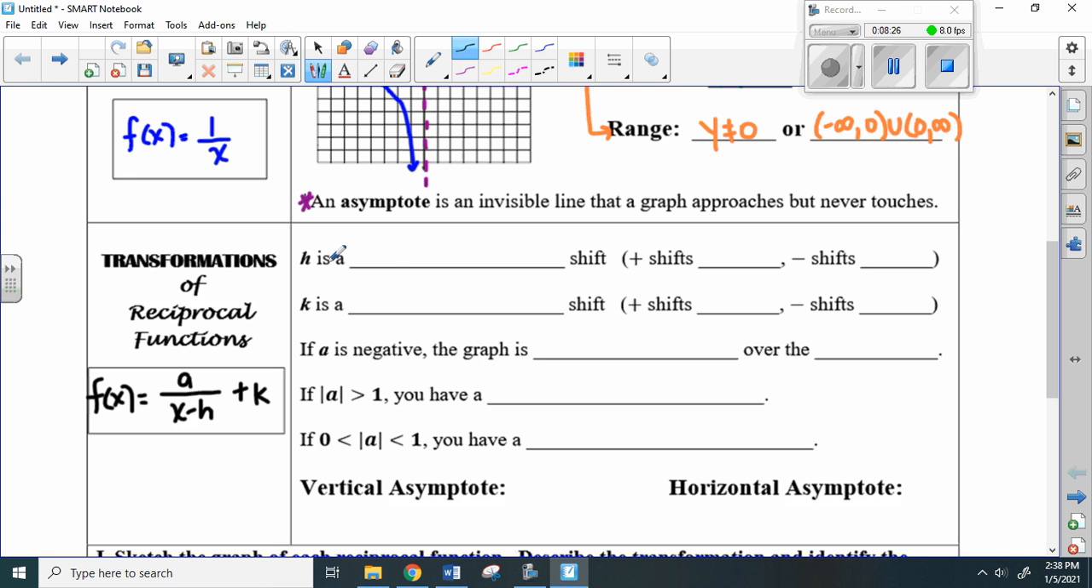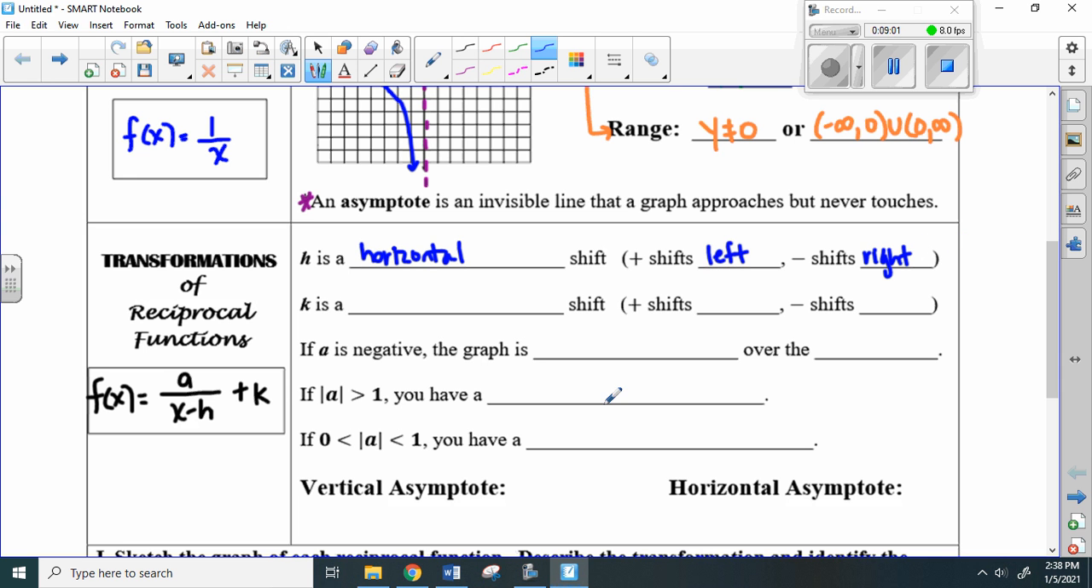If you will remember, I have to dig deep, h, if it's next to the x, that means that shifts your graph on the x-axis. So that is a horizontal shift, where if it was a plus a number, that would actually shift the graph to the left. And if it was minus a number, that would shift the graph to the right.